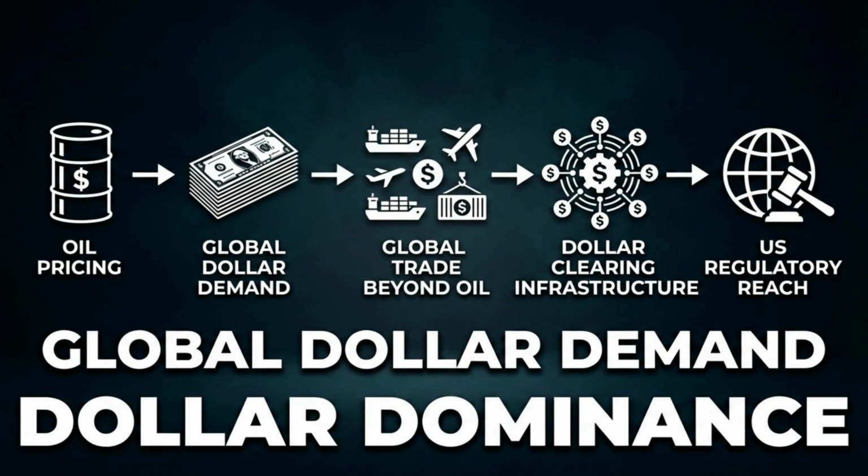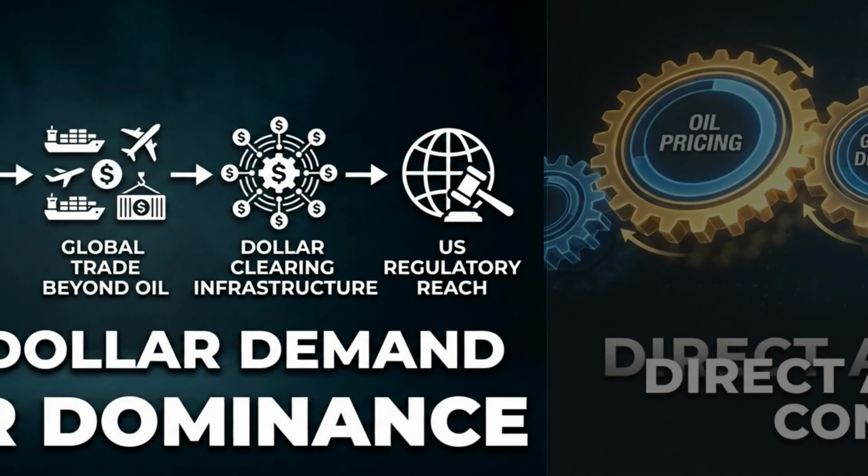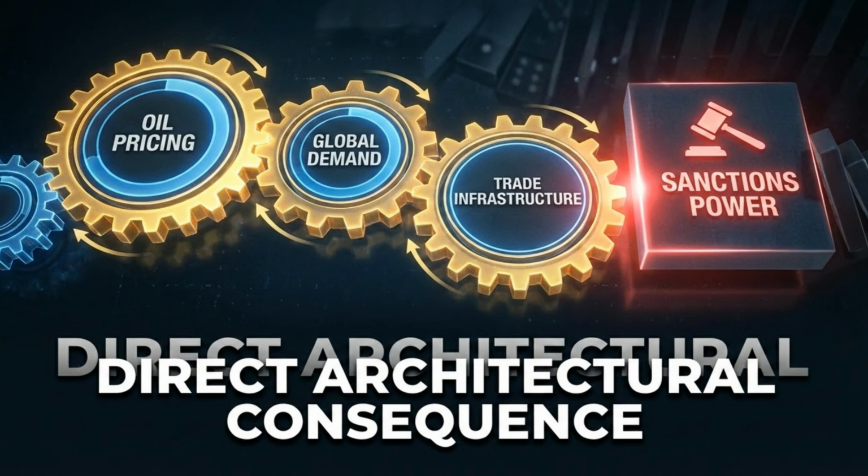The dollar's dominance in oil pricing created global dollar demand. Global dollar demand drove global dollar usage for trade beyond oil. Global dollar usage for trade embedded dollar clearing infrastructure at the center of international finance. Dollar clearing infrastructure gave U.S. regulatory decisions global reach. Each step follows from the previous one. The sanctions power is a direct architectural consequence.